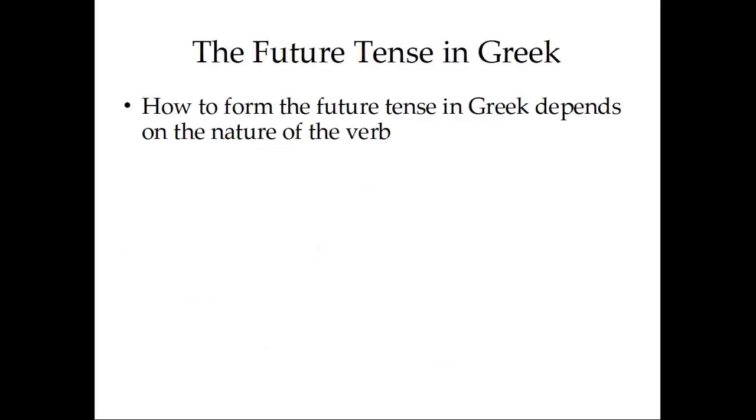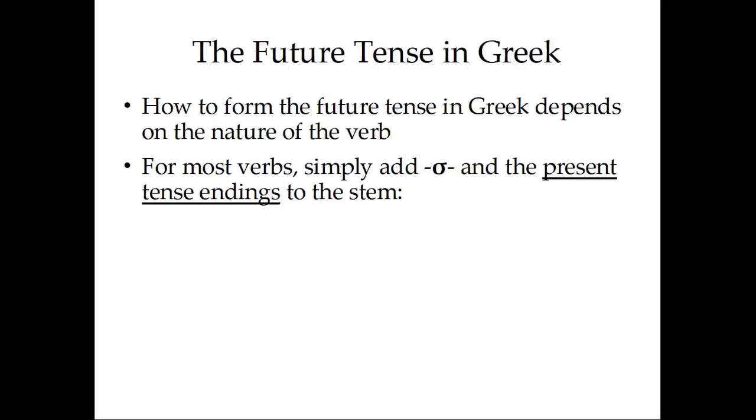How to form the future tense in Greek depends on the nature of the verb. This isn't actually as hard as it sounds. For most verbs, simply add sigma and the present tense endings to the stem. Take your stem, add sigma, and add the endings we've already learned. For instance, pauo, I stop, I close, etc. To get our stem, drop the omega, we get pau. We add the sigma for the future tense, and we add our usual present tense ending.